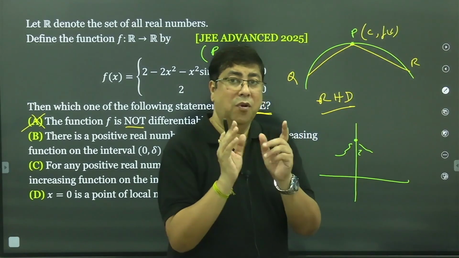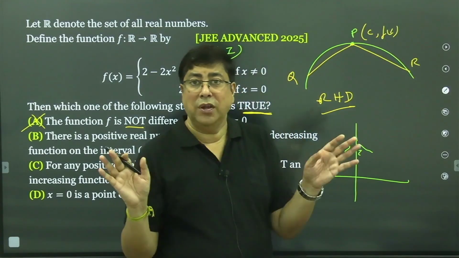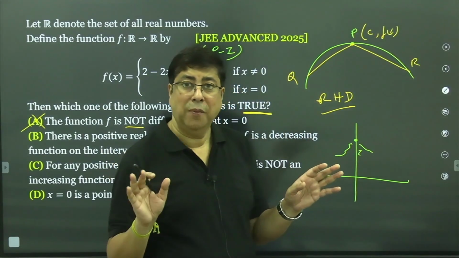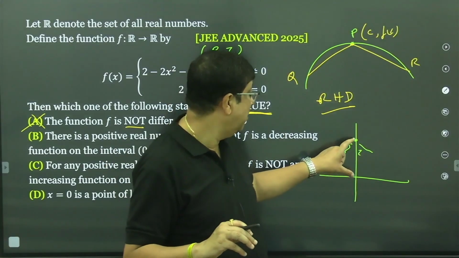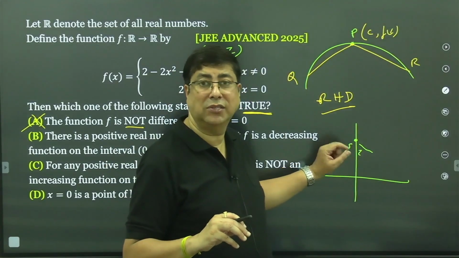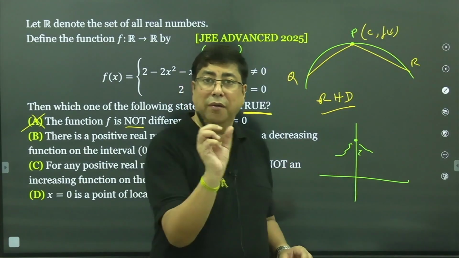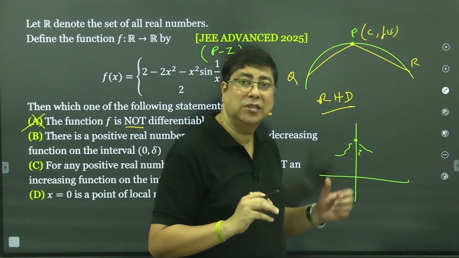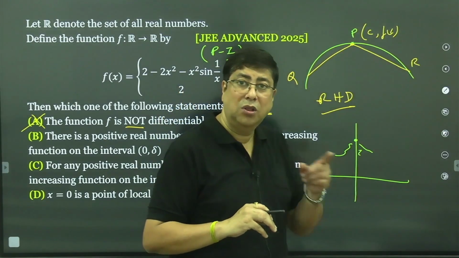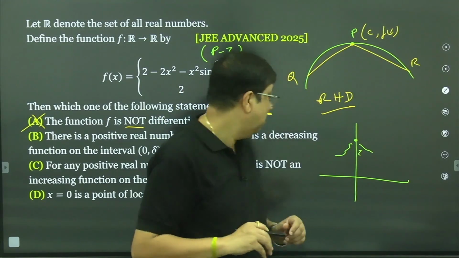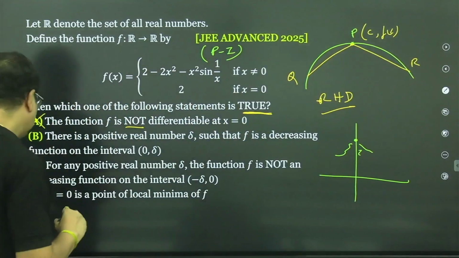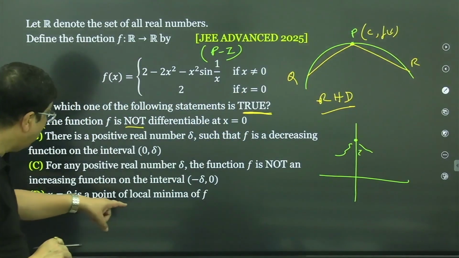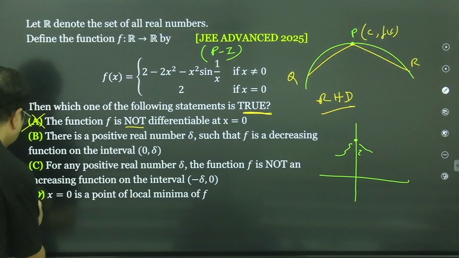So remember one thing, for maxima and minima, continuity and differentiability are not important. We have to see whether the function has the maximum height for maxima, or the minimum height for minima, than its neighborhood points. That is the question, and it is absolutely getting satisfied. So at x equal to 0, the function is maximum. Therefore, what has been given, x equal to 0 is a point of local minima, is a wrong answer.